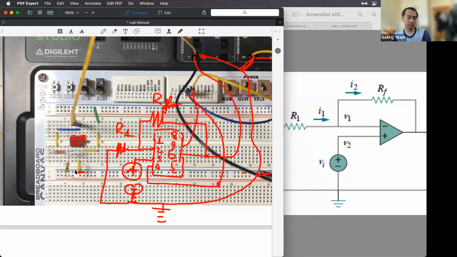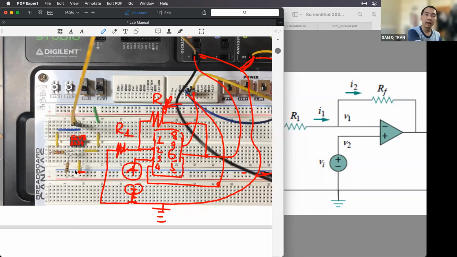Yeah, so it's very simple. As long as you understand that when we are saying there's a potential, then we need to have a reference point, and as long as the reference point stays consistent across the entire circuit, then we are good to go.